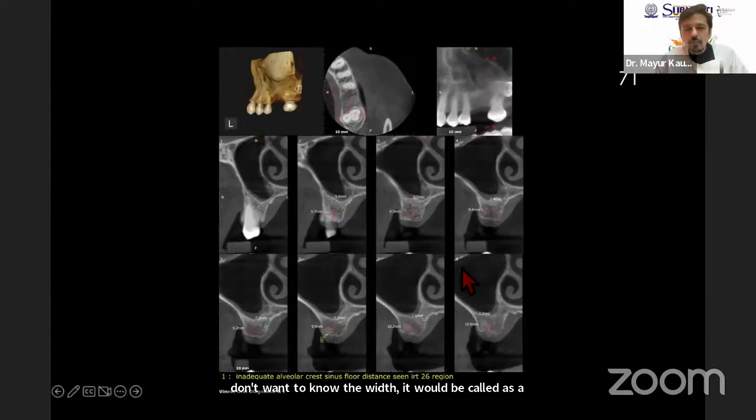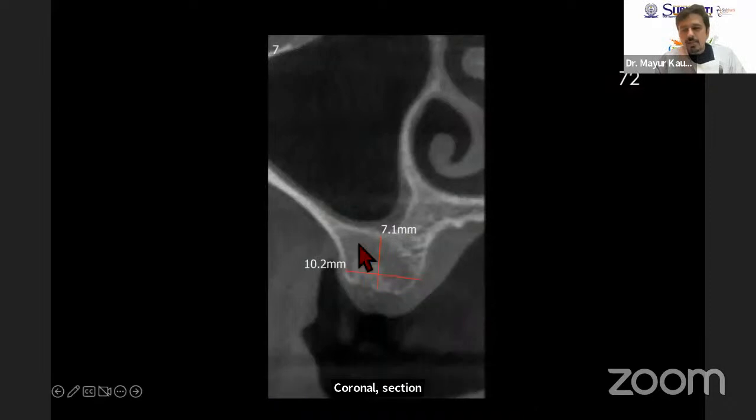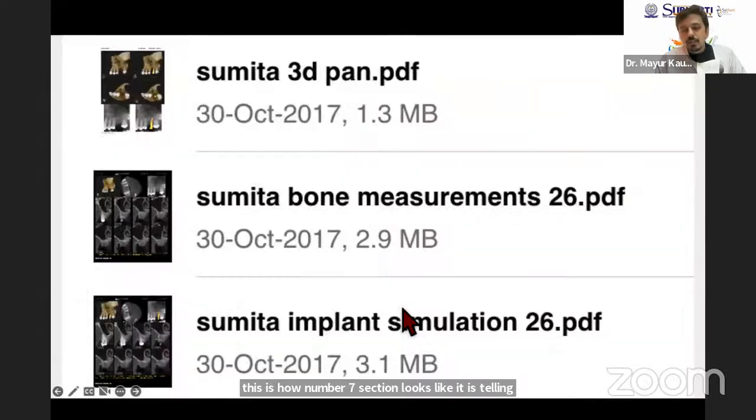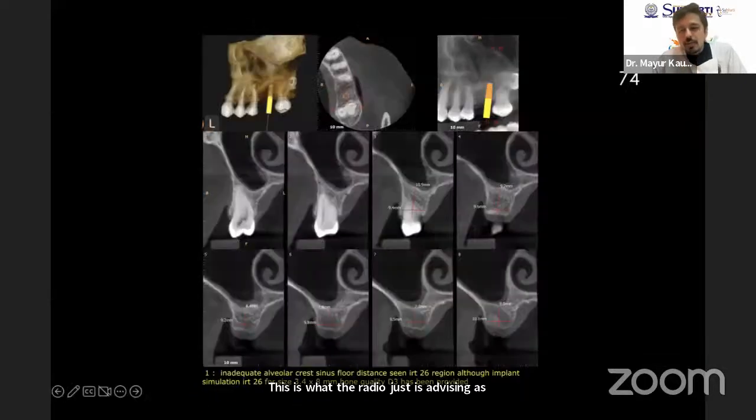So now I have to evaluate in this molar the coronal section number 7. So number 7, if I enlarge, this is how number 7 section looks like. It is telling me width is 10 mm and the height is just 7 mm. The third part of the report is something which you don't have to pay much attention to. This is what the radiologist, as a non-clinician, is advising that you have to place. So the radiologist had advised me here 3.4 into 8 mm.